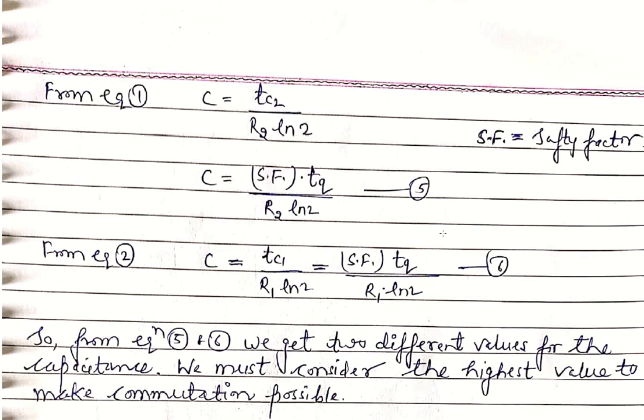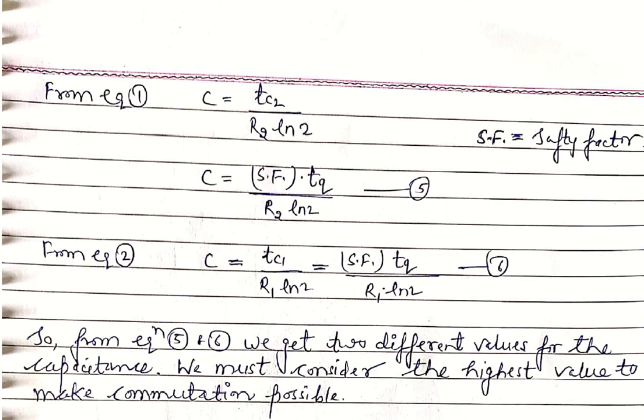So the capacitor value can be written as expressions number 5 and 6. What is TC2? It is the circuit turn off time, which can be written as safety factor times TQ. TQ is the device turn off time, and SF is the safety factor. In the question, they will give the value of the safety factor and also the TQ value, that is the device turn off time. You can easily calculate by putting in the value of R2 and ln2, and we finally calculate the capacitor value from expressions 5 and 6, which give different values.